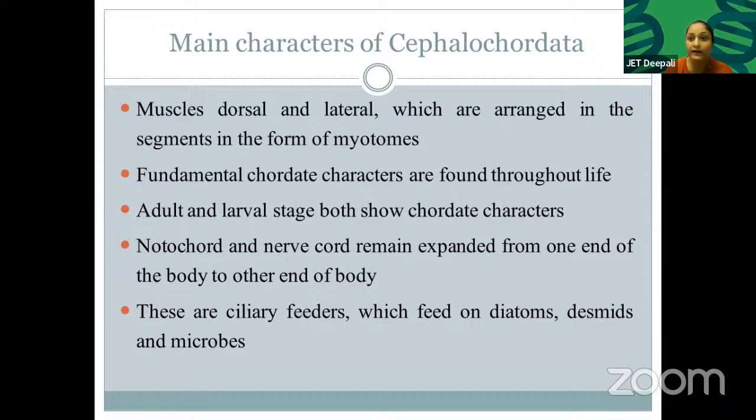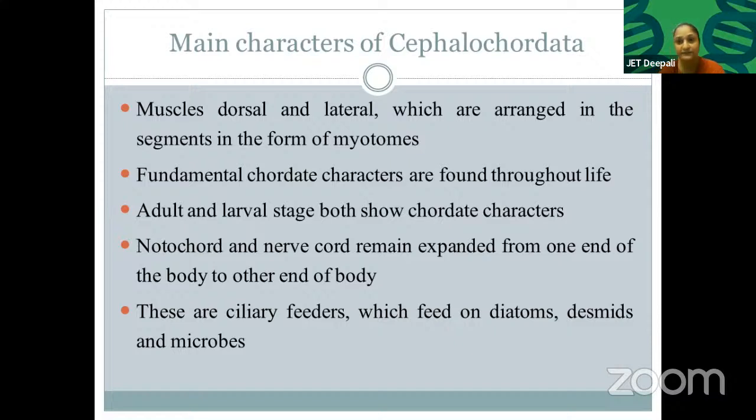Means not like urochordates. What do urochordates do? They have all the higher chordate characters only in their larval stages. But these have them throughout their life; adult and larval stages both show chordate characters. Notochord and nerve cord remain extended. They have both, extending from one end of the body to the other end.